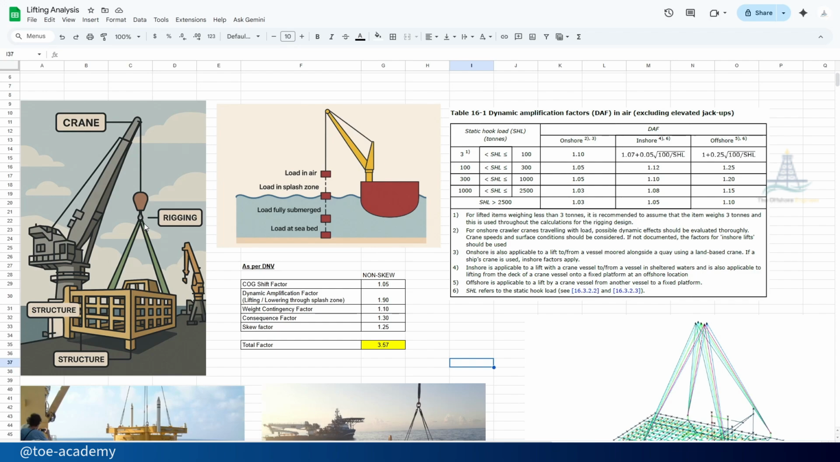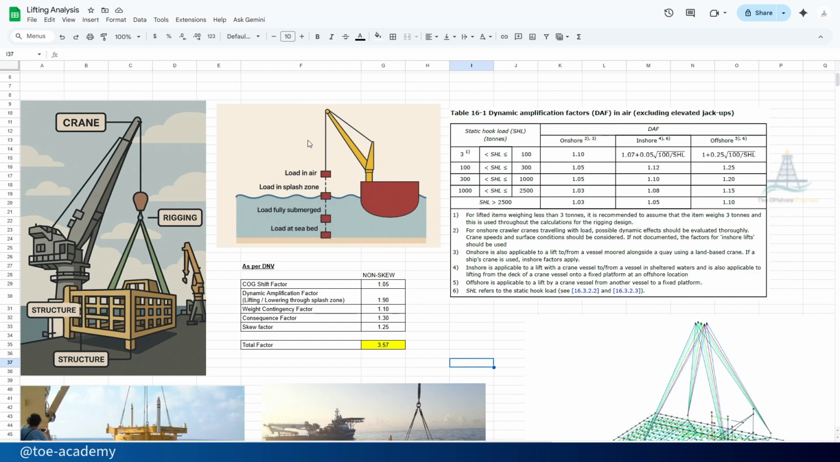And now when we do the lifting, we have different stages of lifting. When the cargo is in air, we call it load in air. And when the cargo is at sea level, we call it load in splash zone. Here, the dynamic activity would be more, and there will be a lot of external loads acting on it due to water movement, and it can be slamming. Everything will be over there. Then the next stage goes to load fully submerged, and then the final one is load at seabed.